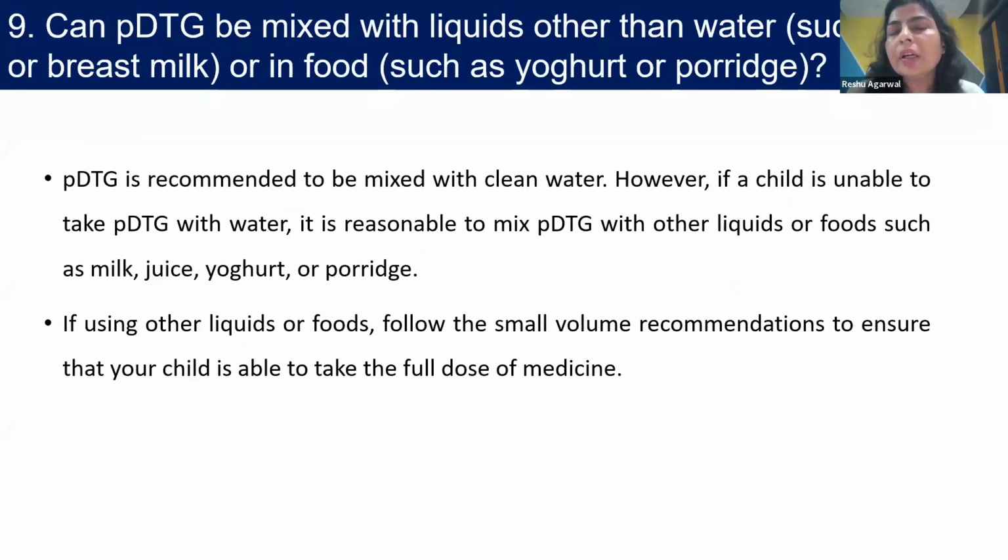Can DTG 10 milligram be mixed with other liquids other than water, such as juice, breast milk, or food such as yogurt or porridge? Usually it is recommended that it be mixed with clean water to be given to the child. However, if the child is not able to take water, it can be given with other liquids or foods such as juice, breast milk, yogurt, or porridge. Again, in such scenarios, it has to be mixed with a very small quantity of the food so that the child is able to take the entire dosage at one go.